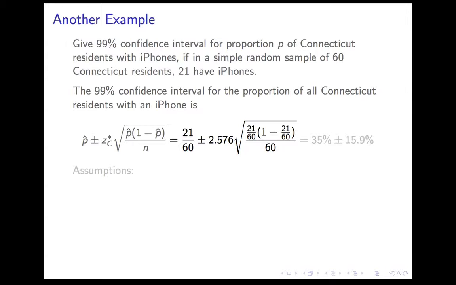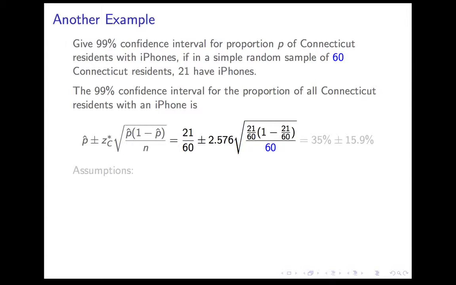I've given you the number of successes, and the total you have to divide to find the proportion. My z star is 2.576 because we had a 99% confidence interval. And my n is 60. So I think we're going through that. 21 over 60 is number of successes divided by total. 2.576 is the z-score of 99%. 21 over 60 again is p hat, and 60 is the number of residents.